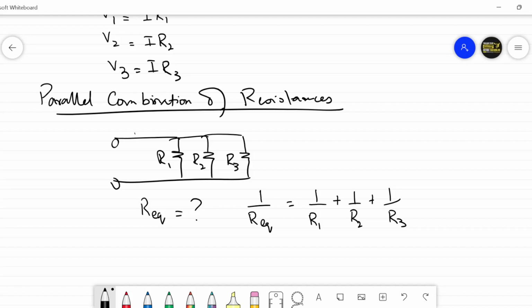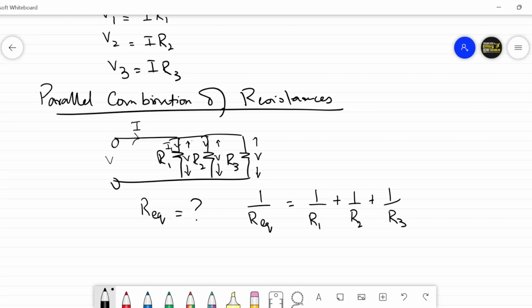So in a parallel combination, if voltage V is applied across one resistance, across all resistances, voltage will be same. Fine. In a series combination, same amount of current is flowing through all resistances. In a parallel combination, same amount of voltage will be applicable across all the resistances. But as far as current is concerned, I, that will be divided in each resistance.